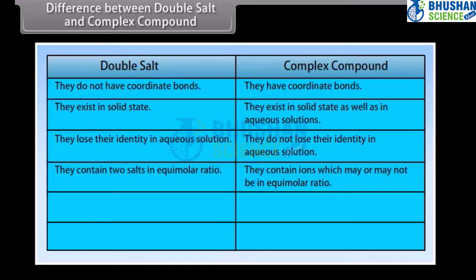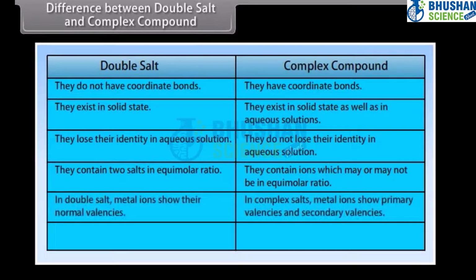Double salts contain two salts in equimolar ratio, whereas complex compounds contain ions which may or may not be in equimolar ratio. In double salt, metal ions show their normal valencies, whereas in complex salts, metal ions show primary valencies and secondary valencies. Double salts form simple ions in aqueous solution, whereas complex compounds form complex ions in aqueous solution.